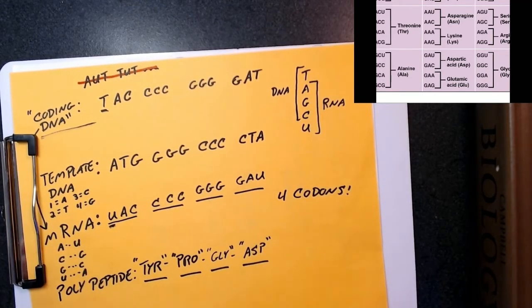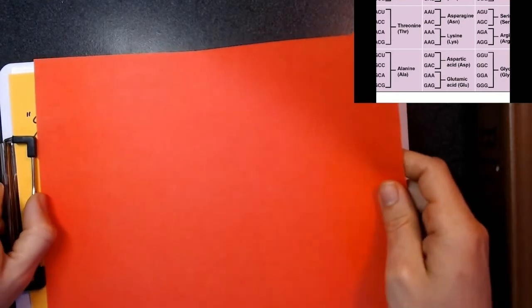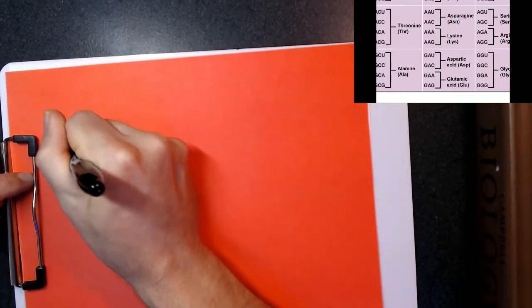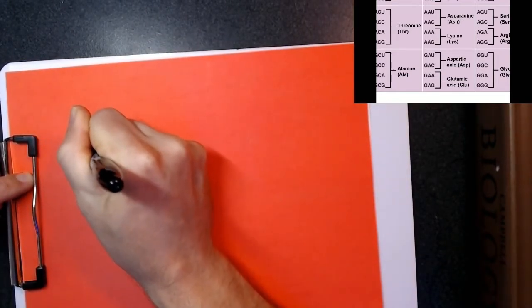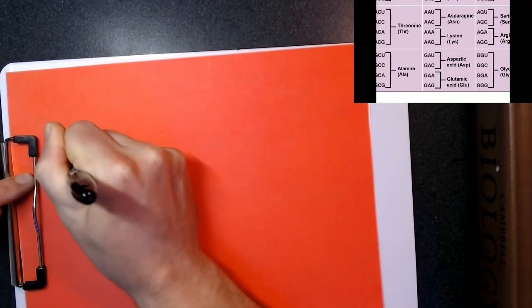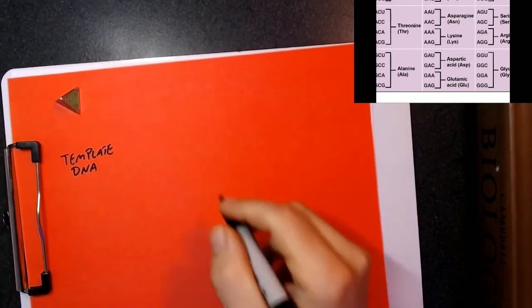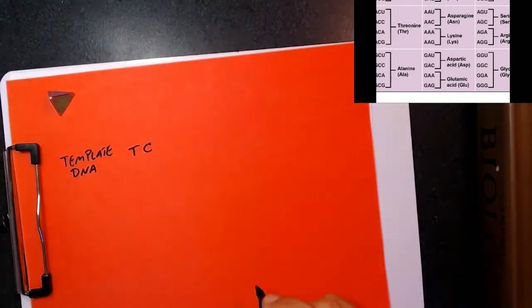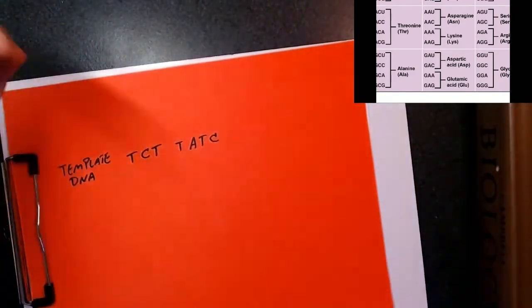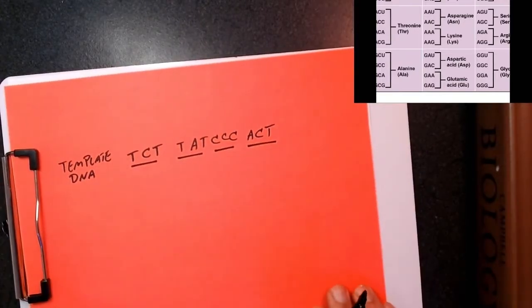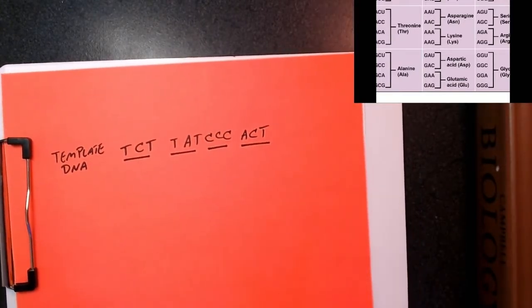Now let's do a second one of these. We're going to do the same thing. Randomly generate a DNA strand. Template DNA. 2, that was a T. Okay, so we have our template DNA here.